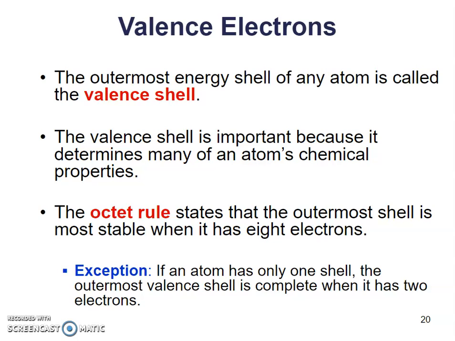Valence electrons. They are the outermost electrons. They're the ones on the very, very outside of our atom. The valence shell is important because it determines many of the atom's chemical properties. Now, all atoms want what's called a full outer shell, and for most of them that is an outer shell with 8 electrons in it, which gives rise to the octet rule, which states that the outermost shell is most stable when it has 8 electrons. Now, there is an exception to this. If it is a small atom, like hydrogen or helium, it is full when it has 2 electrons in its outermost shell.